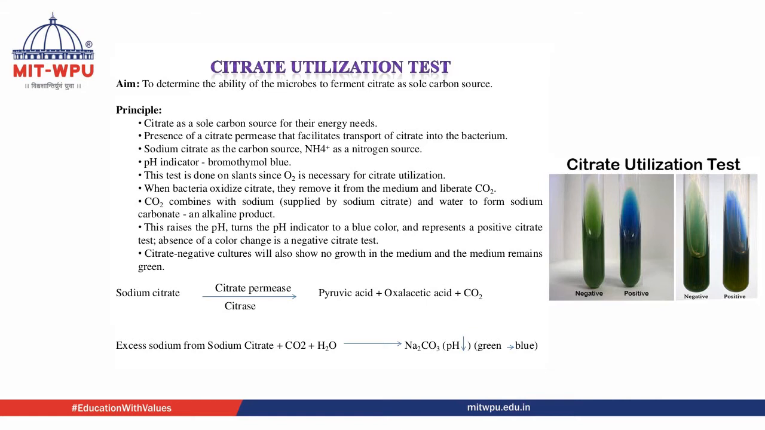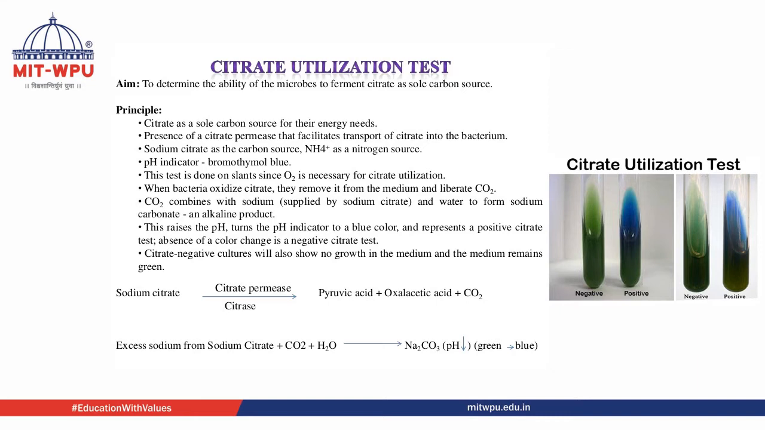Then another, that is the last test in IMViC, that is the citrate utilization test. The major aim of this test is to determine the ability of microbes to use citrate as a sole carbon source. Some microorganisms use citrate as a sole carbon source. We all know the presence of citrate permease facilitates the transport of citrate into the bacterium. Sodium citrate is the carbon source and NH4, that is ammonia, we use as a nitrogen source.